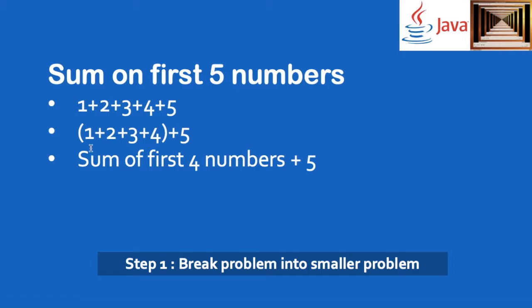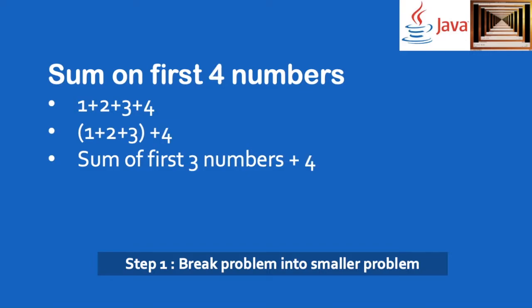And now how can we break it up into a smaller problem? We can obviously write this as 1 plus 2 plus 3 plus 4 with a plus 5. And this, you can see, is the sum of first 4 numbers plus 5. So the sum of first 5 numbers can be written as, or broken down into, a smaller problem, which is the sum of first 4 numbers plus 5.